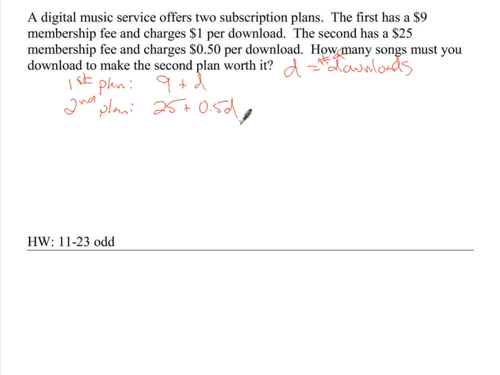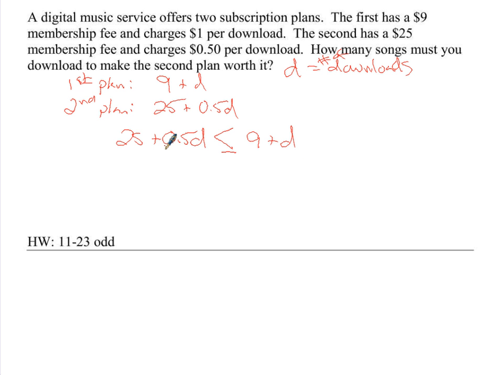Now, since we're in the inequality section, we should probably come up with an inequality. We want to find out when this costs more or costs less than this. We want this to cost less than this. So we are going to say 25 plus 0.5D is less than or equal to 9 plus D. That's how you set this one up. From here, then, you solve.